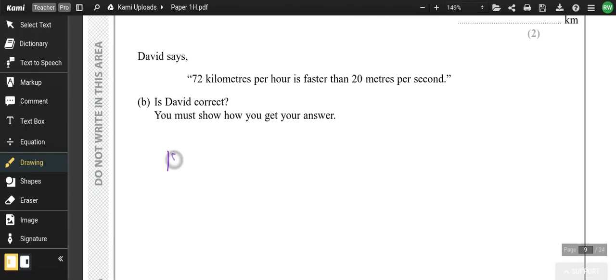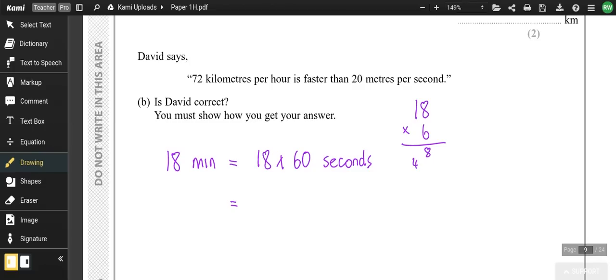So 18 minutes is equal to 18 times 60 seconds. So that would give us 18 times 6. 6 8s are 48, 6 1s are 108. So times by 60 would be 1080 seconds. So that in that time, 18 minutes is 1080 seconds.